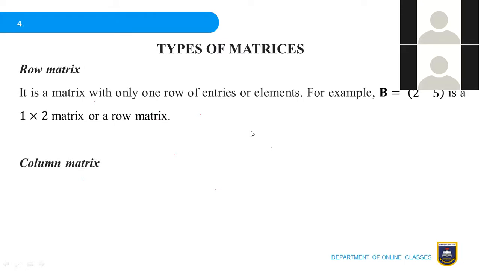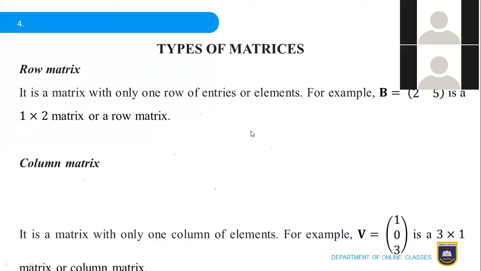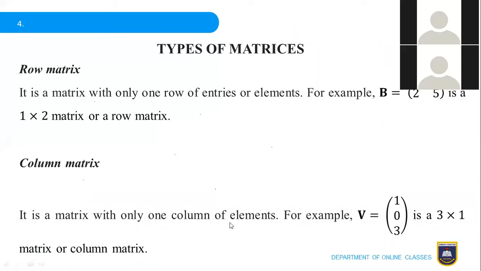We also have the column matrix. And the column matrix, we say it is a matrix with only one column of elements. For example, we have the matrix V 1, 0, 3. And this is a 3 by 1 because it has 3 rows, that is considering the horizontal line, but 1 vertical line. So we say this is a column matrix.